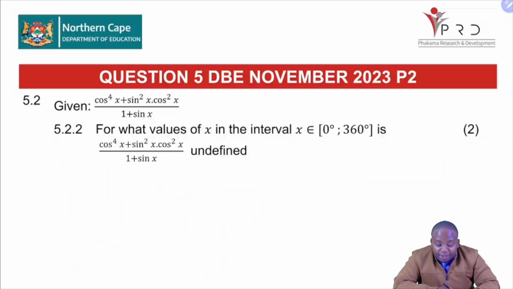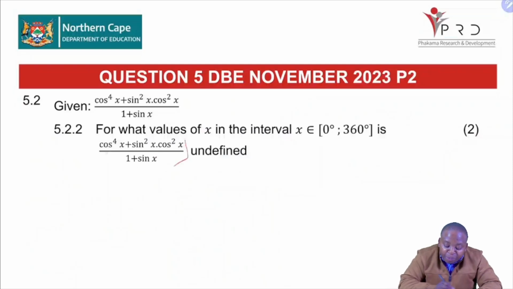Now, let's look at 5.2.2. It says, for what values of x in the interval where x is an element of [0, 360] is our expression undefined? How is it undefined?